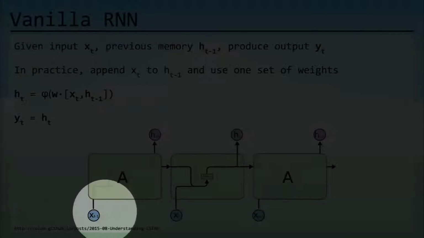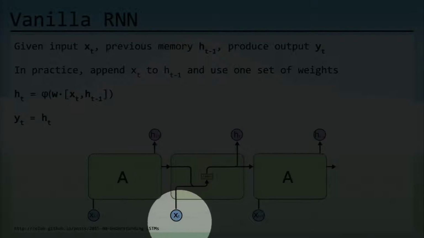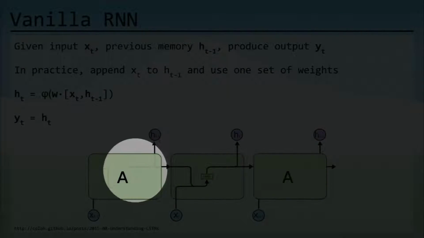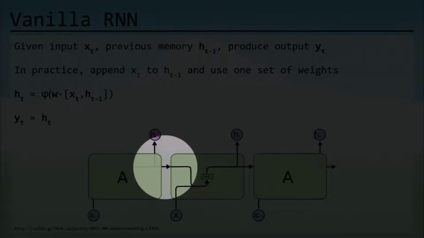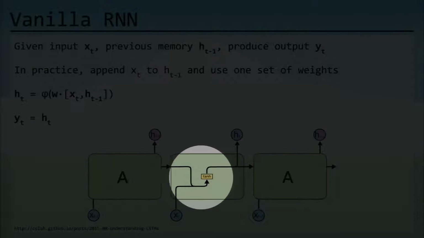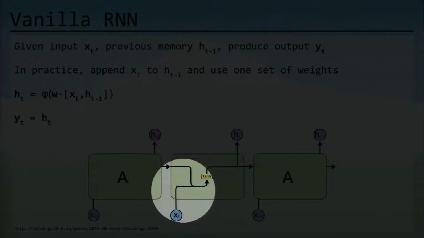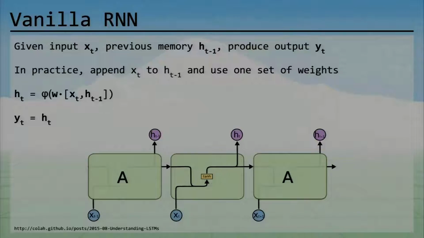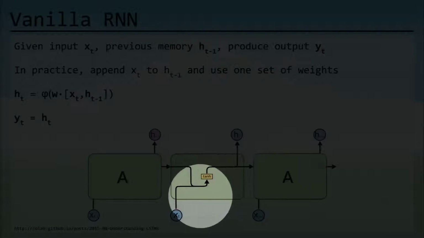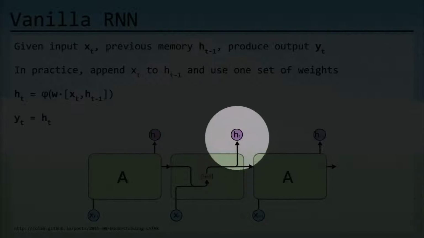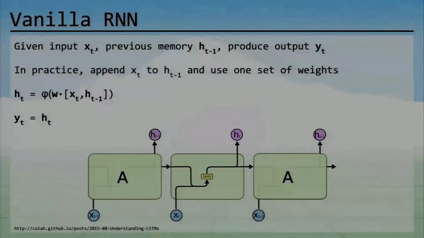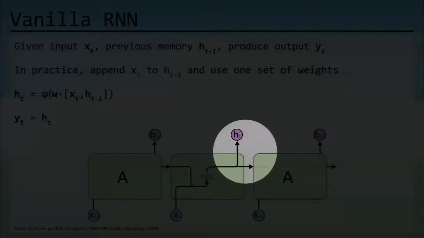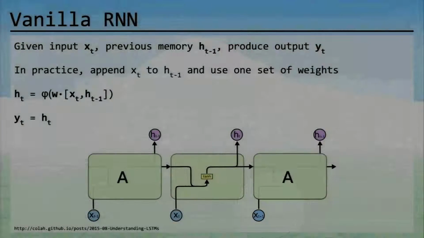So we have our input x at time t. It comes in and gets appended to our output from the previous time step, h at t minus 1. We append those together, apply some matrix operation with our weight W, and then apply some activation function. The output that we get here will be both the output of this recurrent block, and also the state that we propagate forward to the next time step.